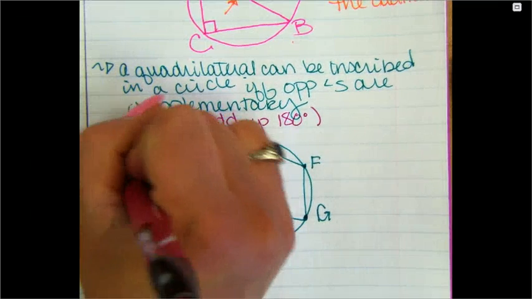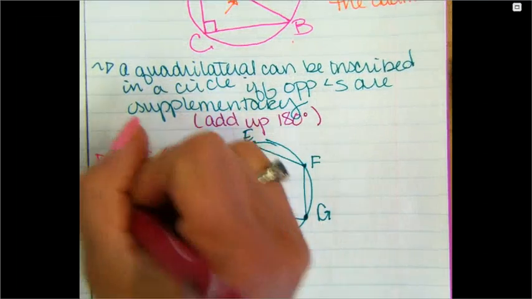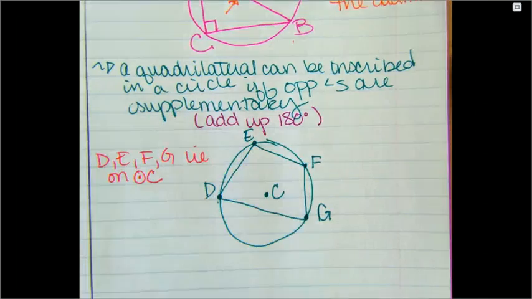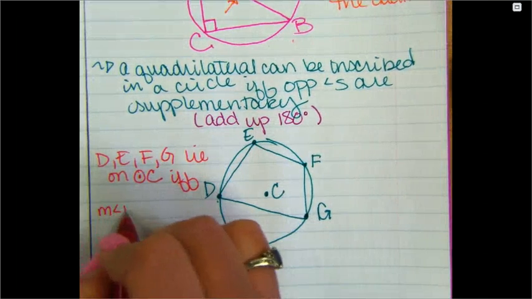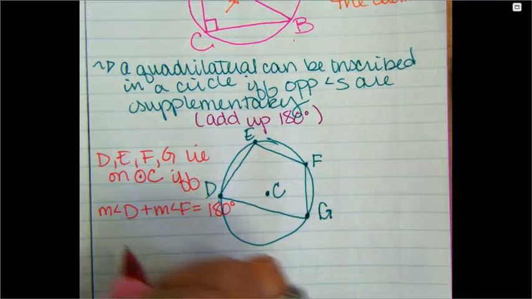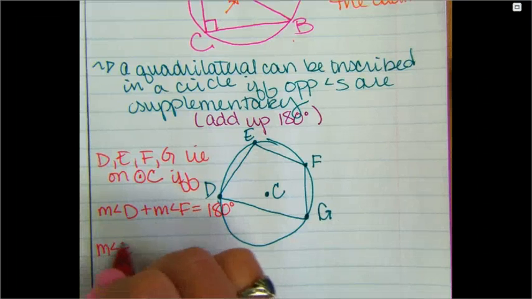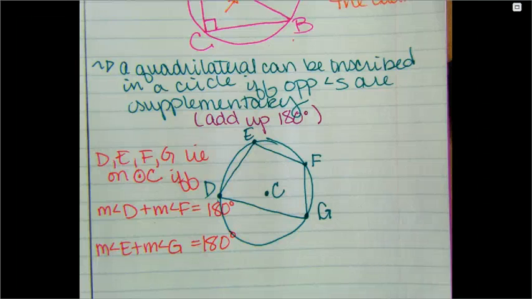Alright, DEFG lie on circle C if and only if the measure of angle D plus the measure of angle F equals 180 degrees, and the measure of angle E plus the measure of angle G equals 180 degrees.